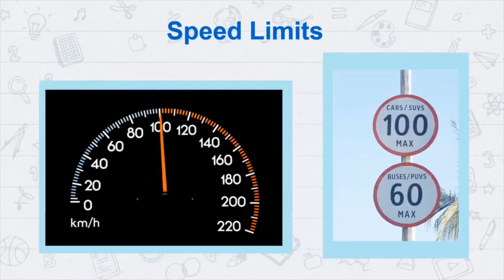Are you familiar with the maximum speed limits in expressways? Cars and SUVs can run as fast as 100 kilometers per hour, while buses and public utility vehicles can only run as fast as 60 kilometers per hour. It is important to observe the speed limits to avoid accidents and collisions. Now, are you ready to apply what we have learned and solve some problems? Get your calculator now.